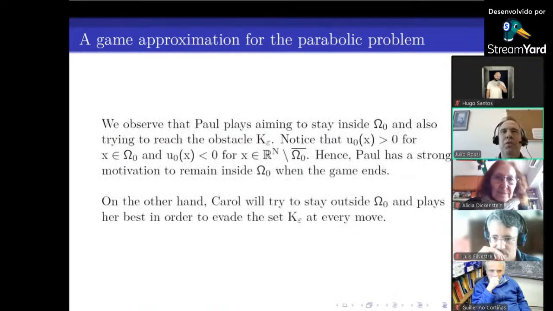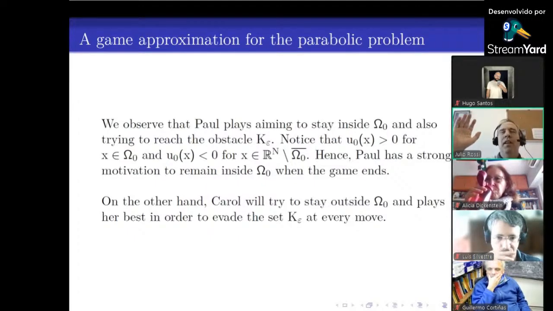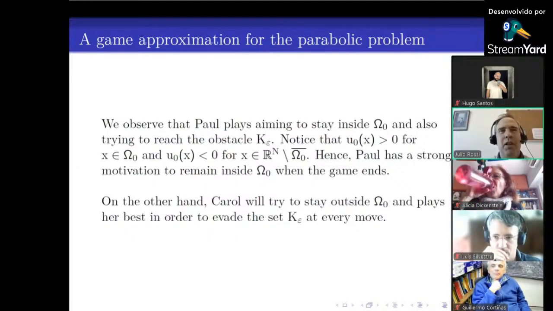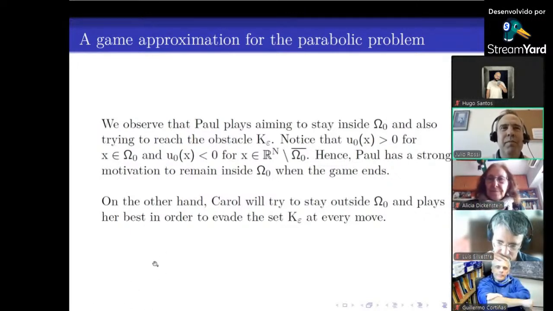So Paul wants to stay inside the omega 0 set, and also wants to reach the obstacle, because when the position of the game reaches the obstacle, he can stop and he will collect money, because the obstacle function, this psi epsilon, is positive in this set K epsilon.